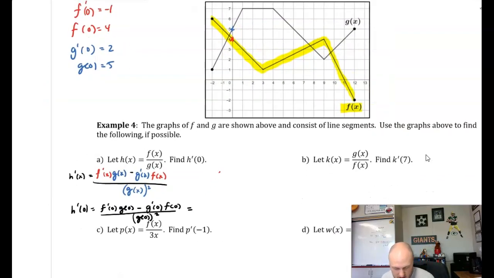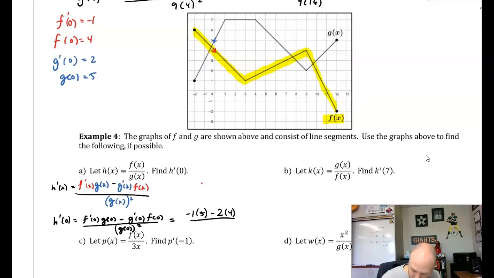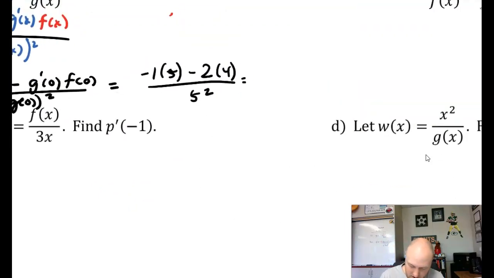Let me drop these in. f prime of 0 is negative 1 times g of 0, which is 5, minus g prime of 0, which is 2, times f of 0, which is 4, all over g of 0 squared, so 5 quantity squared. Cleaning this up, we have negative 5 minus 8 over 25, so negative 13 over 25.